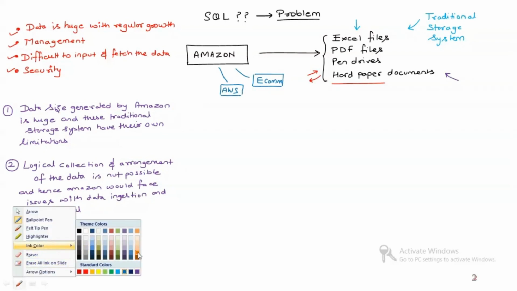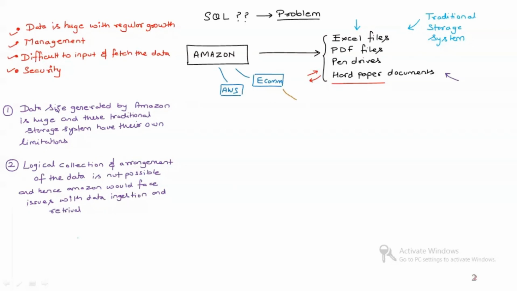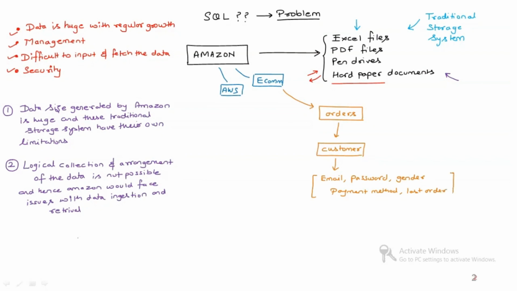But if I only focus on one of their businesses, let's say Amazon e-commerce, then they will have a variety of data, right? They will have the data of various orders. Now each order will be associated with a customer. So there is a customer involved with each order. And then each customer will have their customer-centric details like email, password, gender, payment method, and maybe the last order. So a customer will have a variety of details. I have just written a few of them.